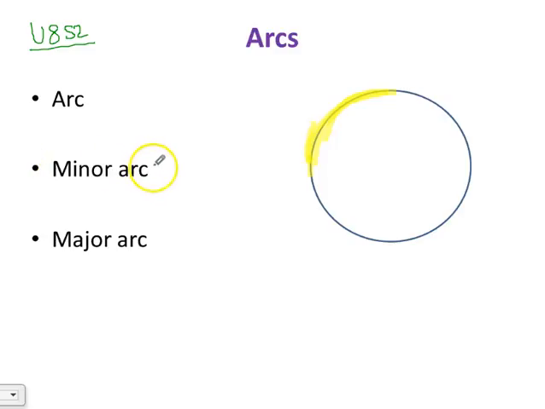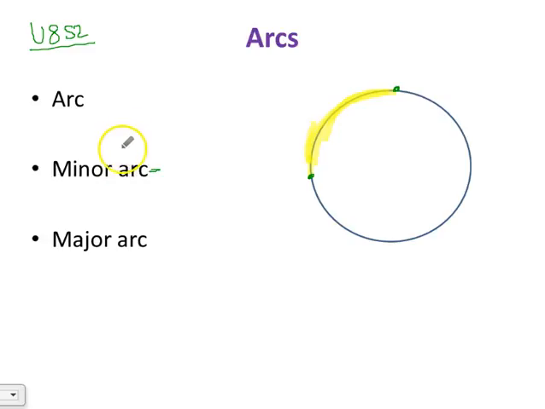So an arc is just along the outside of a circle between two endpoints. You do have endpoints when we talk about arcs. So let's talk about a minor arc. A minor arc is an arc whose points are on or in the interior of a central angle.